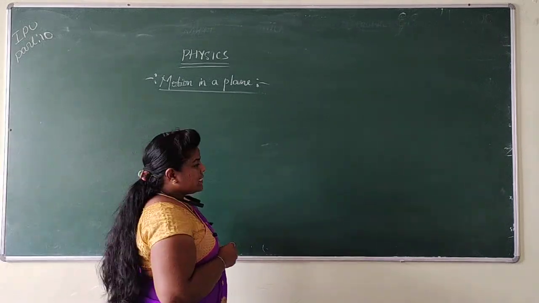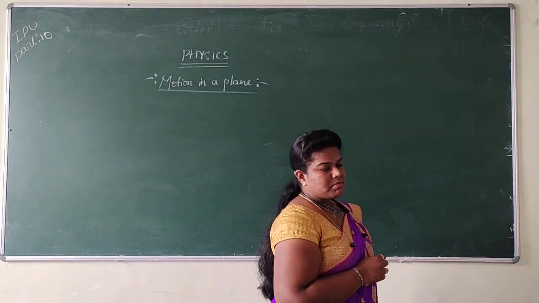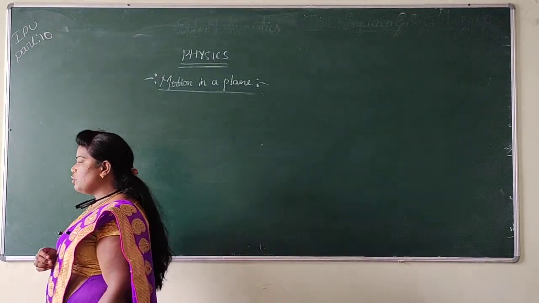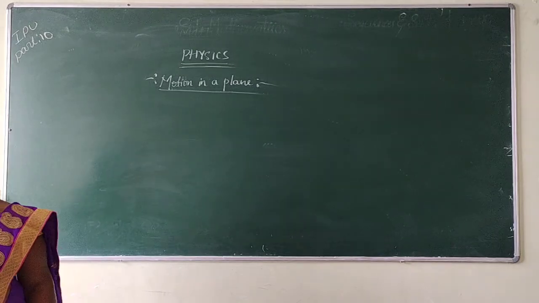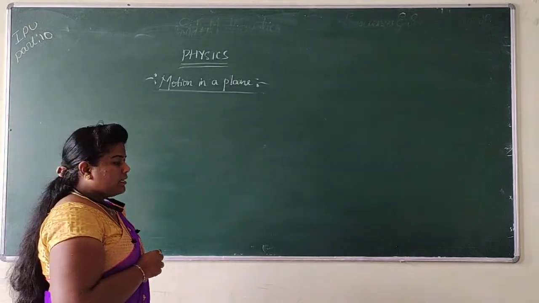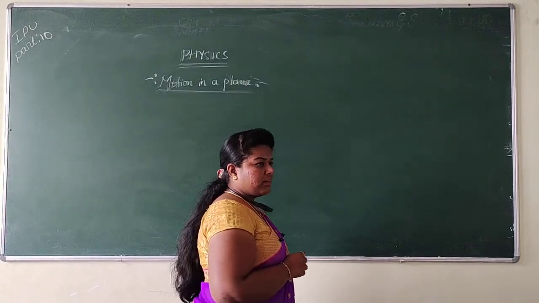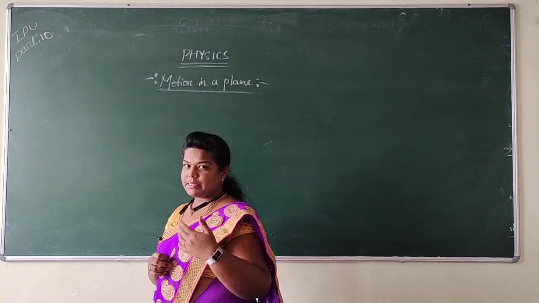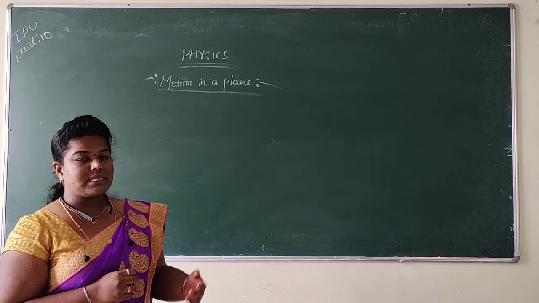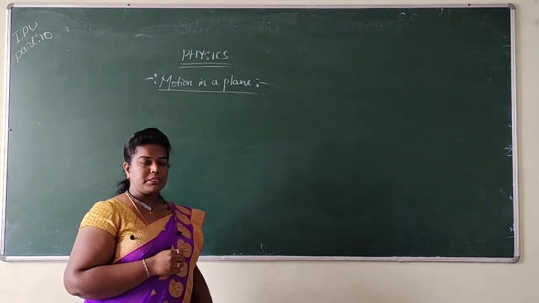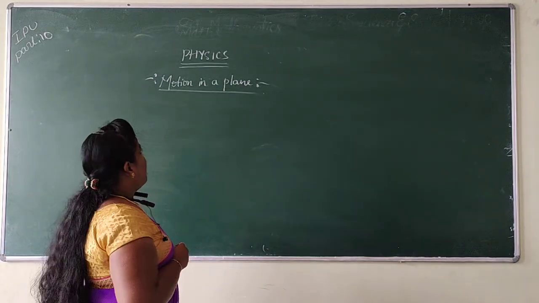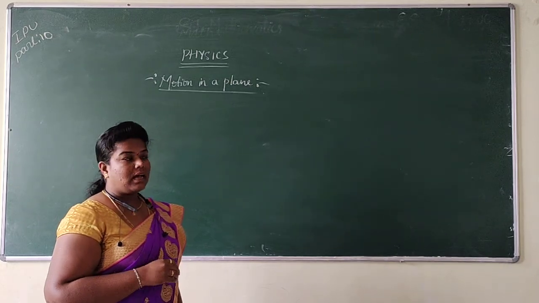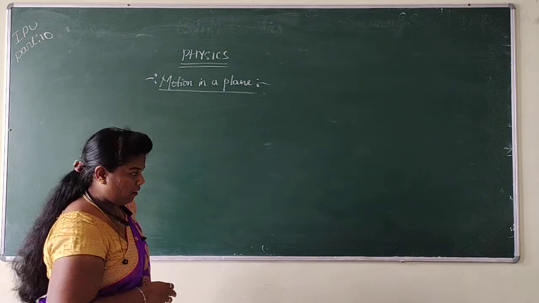To study in detail the concepts which come under motion in a plane, we should first know what is scalar and vector. Dear students, I discussed the definition and also the difference between scalar and vector in the previous class, while discussing the first chapter. Now let us move towards how many types of vectors there are and how to represent a vector.